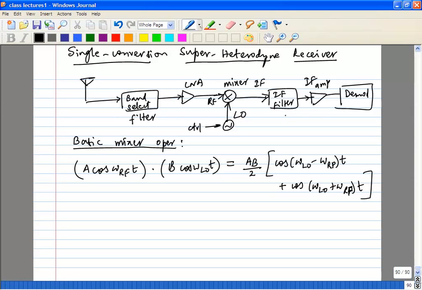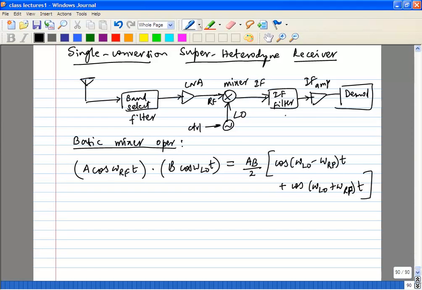Right. So if you take the product of two cosines, what is cos A cos B? Half of cos of A plus B plus cos of A minus B. Is that clear? So what does it mean? If you multiply two signals in the time domain, you get what is called frequency translation. So that is what the mixer does.